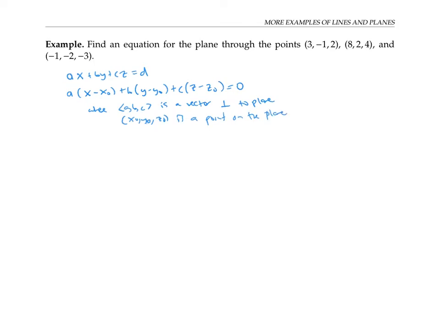So if we could just find this vector perpendicular to the plane, we'd be home free, because we could just write down this equation, because we've got plenty of points. We've got 3 points. We could pick one of them to plug in for x naught, y naught, z naught. We just need this normal vector.